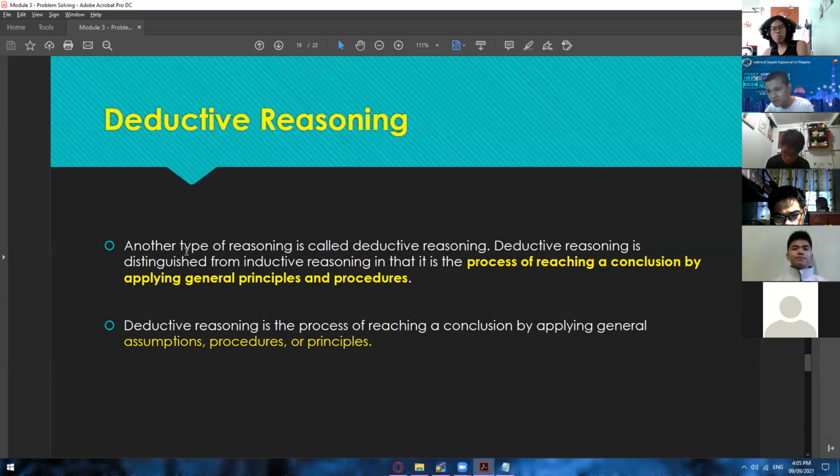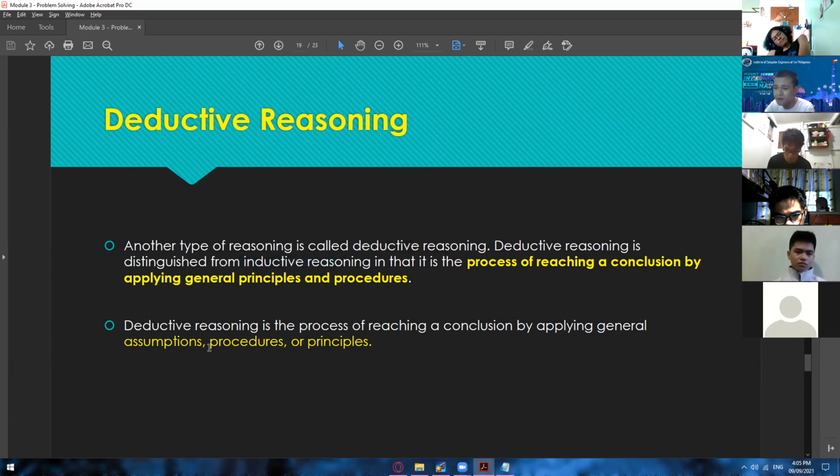So in here, this is another type of reasoning. It's called deductive reasoning. Deductive reasoning is distinguished from inductive reasoning in that it is the process of reaching a conclusion by applying general principles and procedures. So deductive reasoning is a process of reaching a conclusion by, again, applying general assumptions. This one is actually kind of the same. We forgot to highlight this word general. So this part with these assumptions is kind of the same as inductive reasoning. That's why it's being distinguished from inductive reasoning.